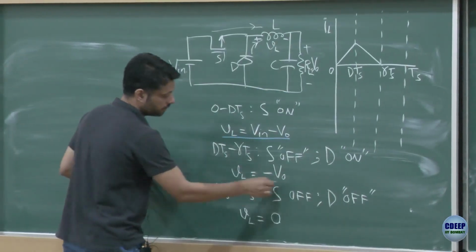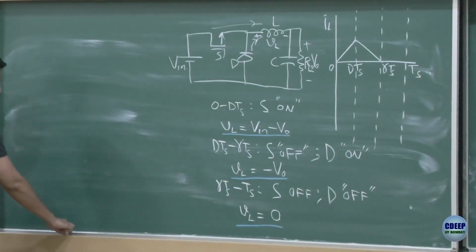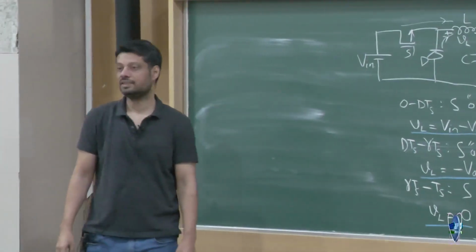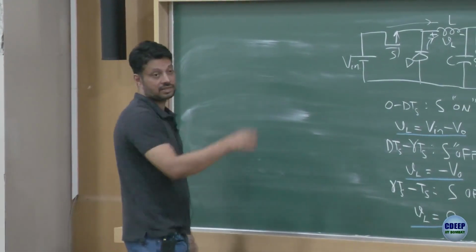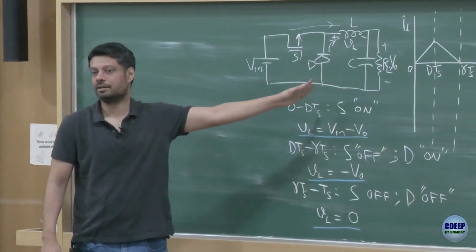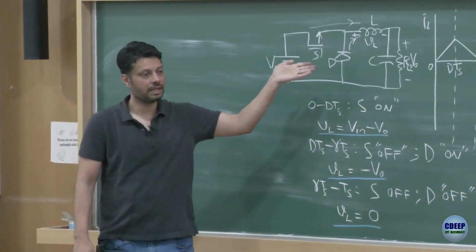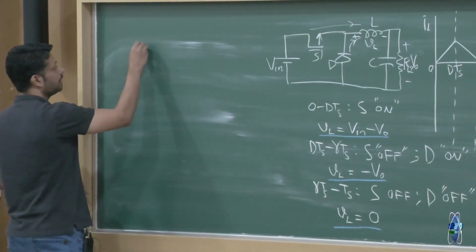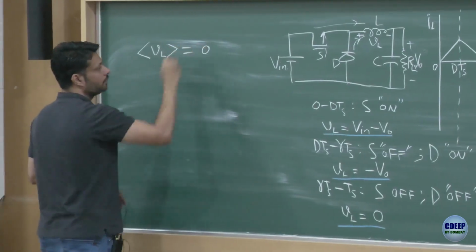This one, and the third one. And now, if I want to find the relationship between the input and the output voltage, I can still apply, is this circuit in steady state, by the way? Can I apply volt-second balance? Is this in steady state? Okay, so I can apply volt-second balance, I can equate the average voltage of the inductor to 0.